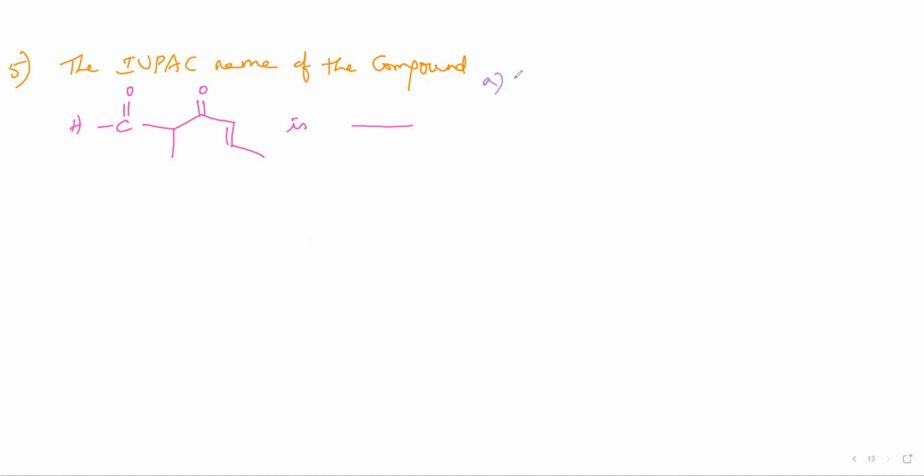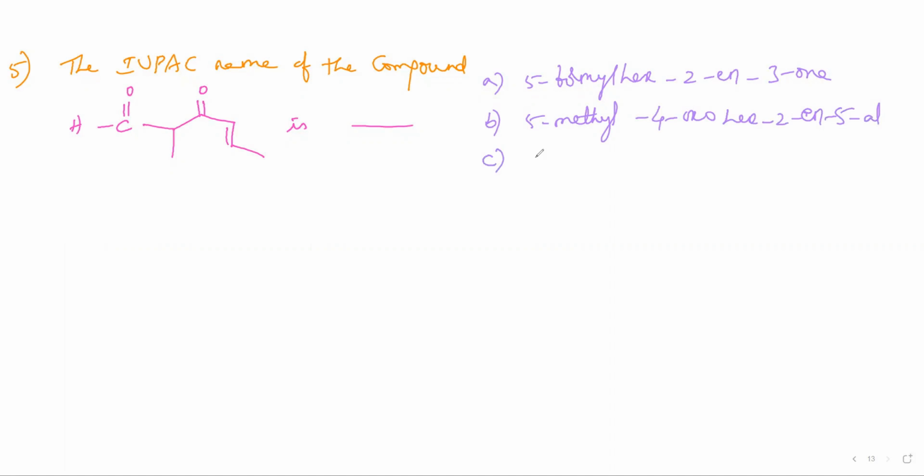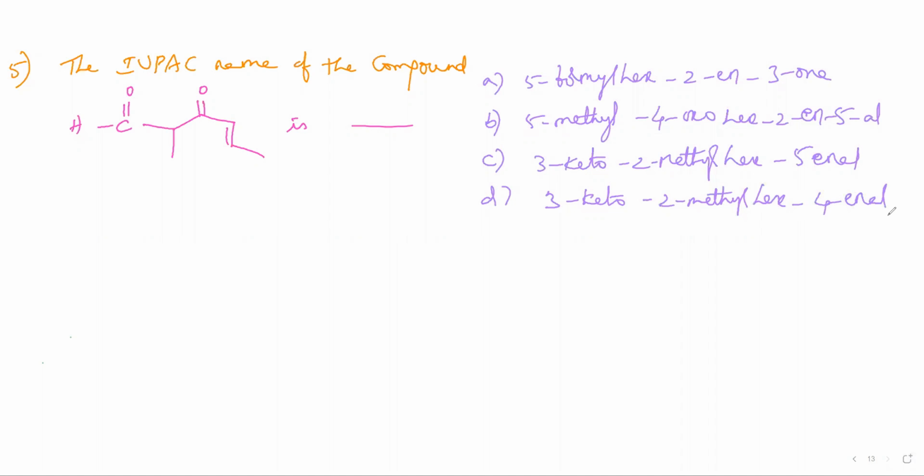The options given: the first option is 5-formyl hex-2-ene-3-one. Try to find out. I'm giving you options. Next, 5-methyl 4-oxo hex-2-en-5-al. Next, 3-keto 2-methyl hex-5-enal. Last option, 3-keto 2-methyl hex-4-enal. So how will you name this?